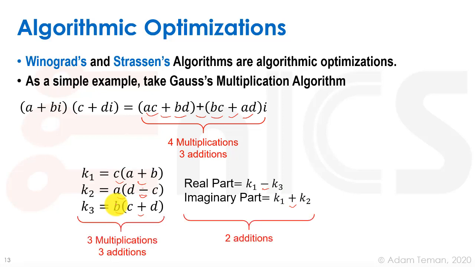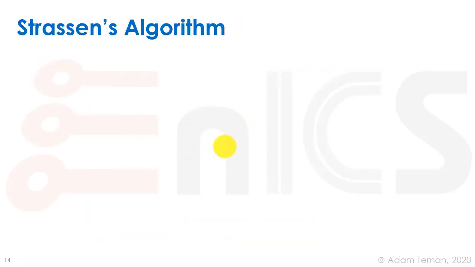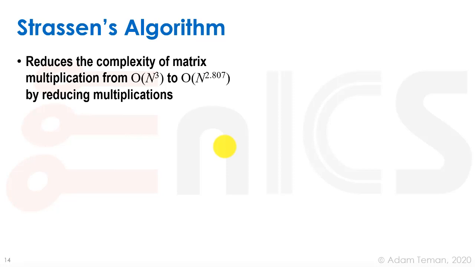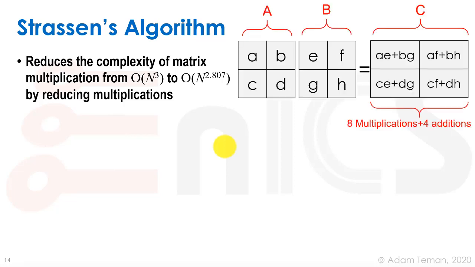So that means we have a few more additions, but additions, we said, are much cheaper, and we were able to get fewer multiplications. That's the basic type of transformation we're going to do, and let's see how it works on Strassen's algorithm. Strassen's algorithm has been shown to reduce the complexity from O(n^3) to O(n^2.807). Okay, how does it do this?